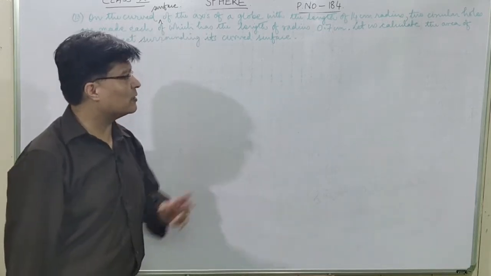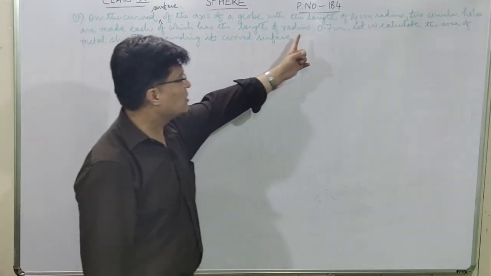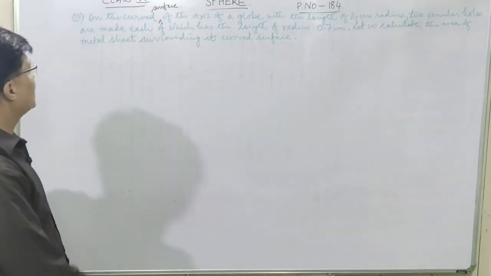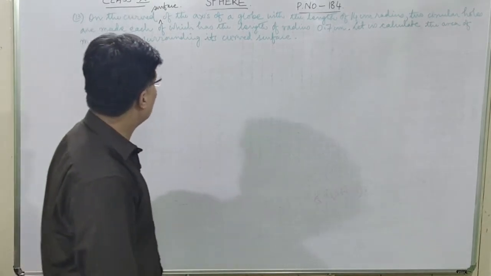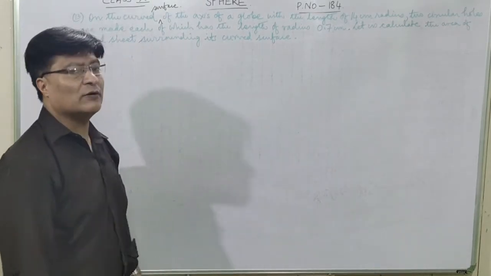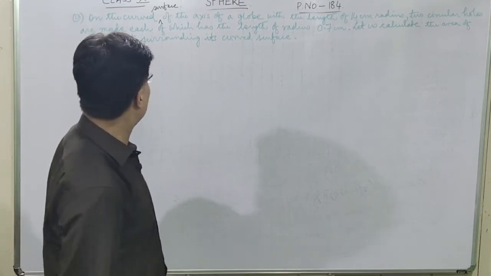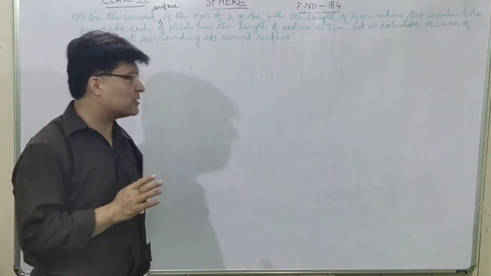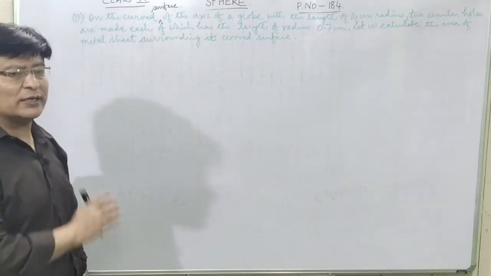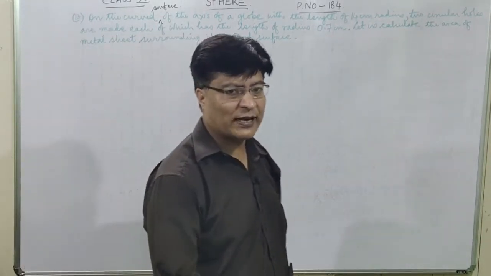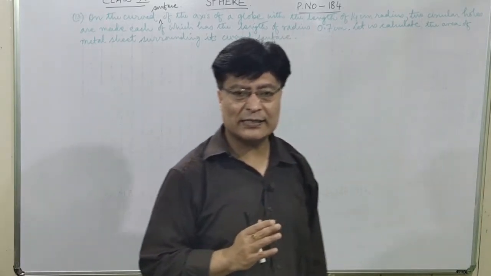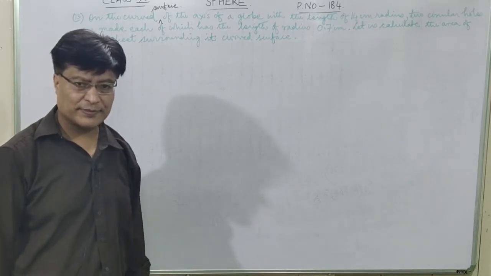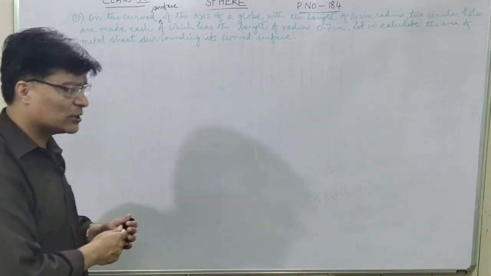So what is the radius of these two circular holes? It is 0.7 centimeter. Is that clear? Next, you have to calculate the area of the metal sheet required for surrounding its curved surface. So you have to find out the area of the metal sheet that is required for surrounding its curved surface. Is that clear to all of you? So let us do this solution.